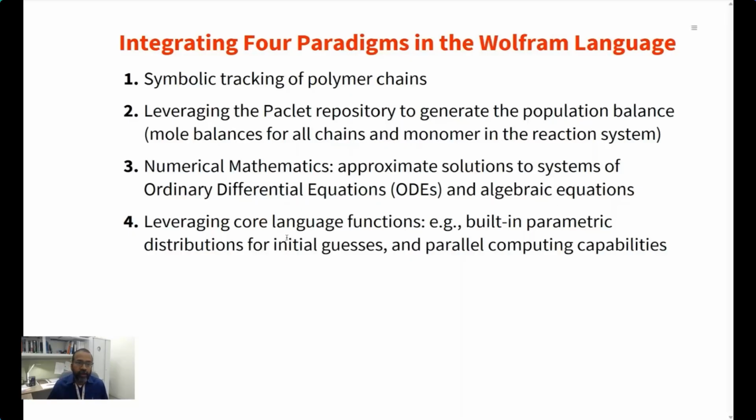There are several functions in the core language as well that can be leveraged, such as built-in parametric distributions for initial guesses, as well as parallel computing capabilities, which become exceedingly important when there are long chains in the reactor, which means a great number of mathematical equations.